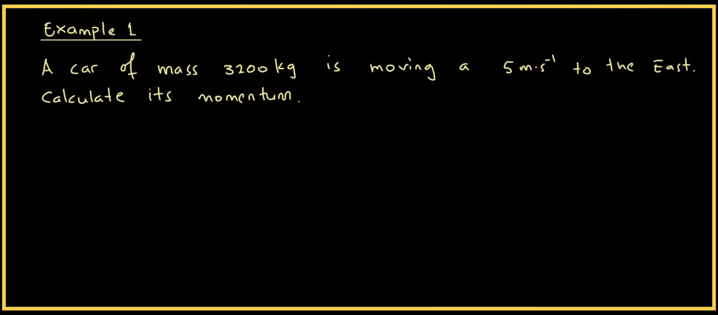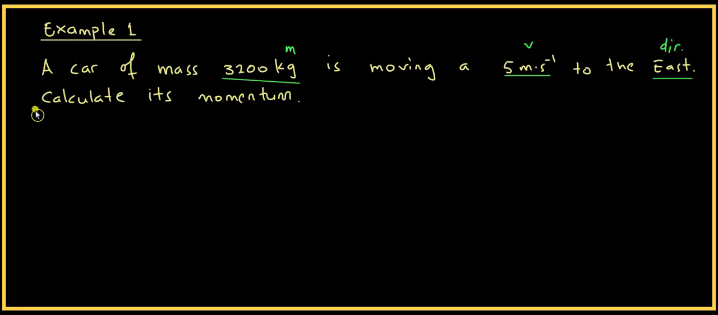Here's example number 1. It says, a car of mass 3,200 kg is moving at 5 meters per second to the east. Calculate its momentum. Let's check the information that we're given here before we do the calculation. 3,200 kg, this is my mass, m. 5 meters per second, this is my velocity, v. And I'm also given east as the direction, so I have direction here.